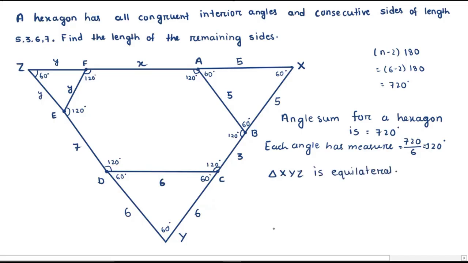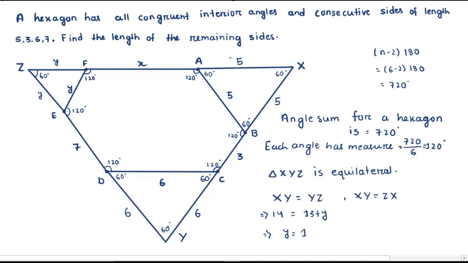This gives us a system of equations corresponding to the side lengths. If it is equilateral, then all the side lengths are the same. So we equate the sides of triangle XYZ: the side XY has to be equal to the side length YZ as well as the side length ZX. Notice that XY has side length 5 plus 3 plus 6, so that's equal to 14. Then YZ has side length 13 plus Y, so we can write 13 plus Y equals 14, which implies Y equals 1.